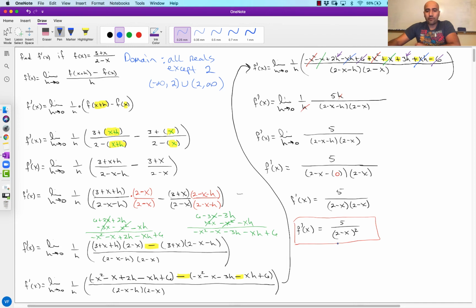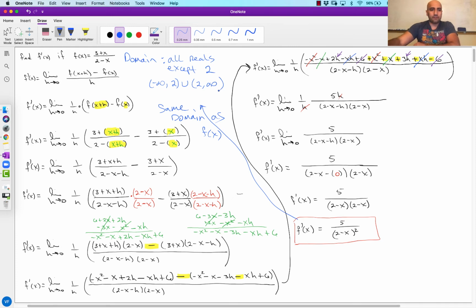And for our derivative function, well, it's the same thing. We can't divide by 0, so we can't input the same value. So it's going to be the exact same domain, the same domain as f of x. They share the same domain in this case: all real numbers except don't let x equal positive 2.